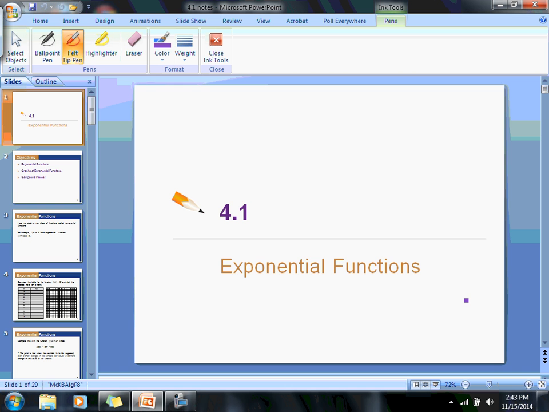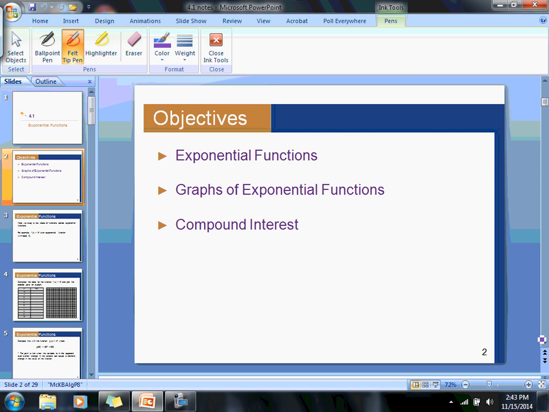These are the notes for section 4.1 entitled Exponential Functions. And today we're going to talk about what exponential functions are and how we can graph them. And then we're also going to apply exponential functions in compound interest.